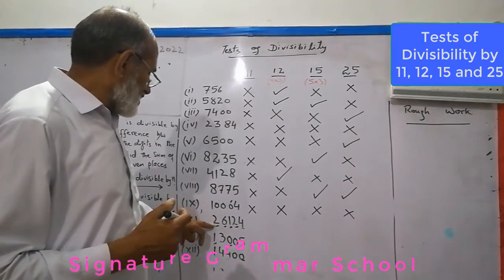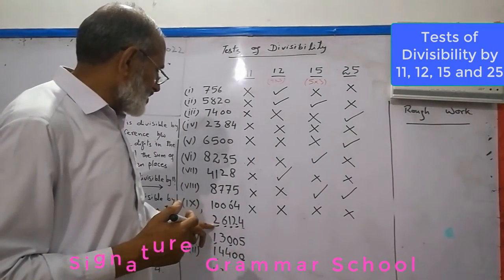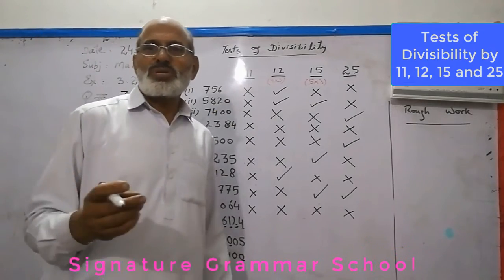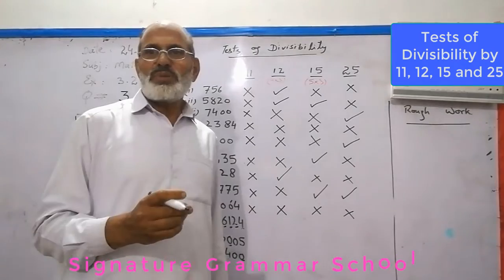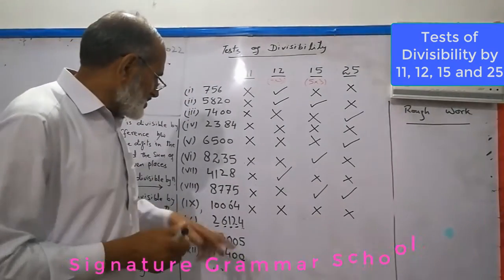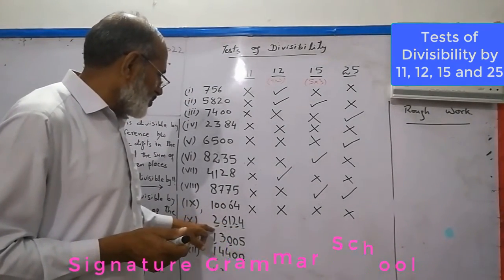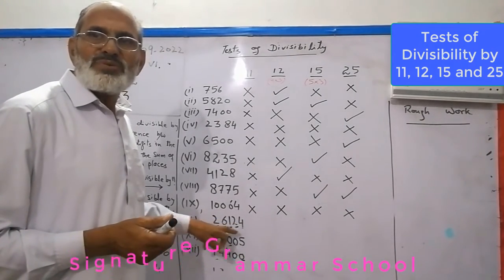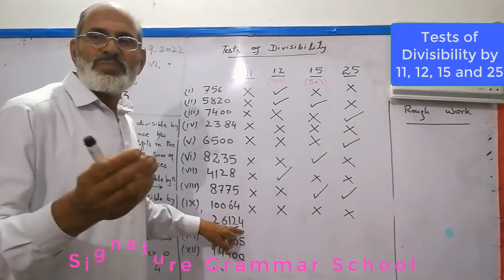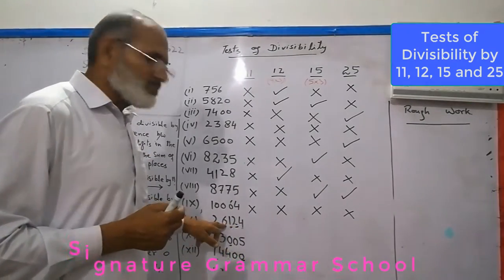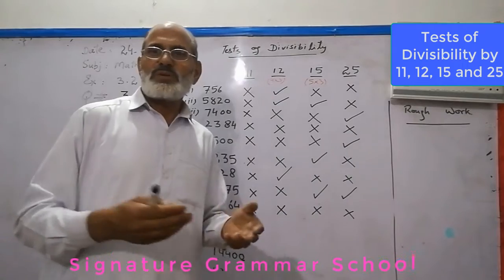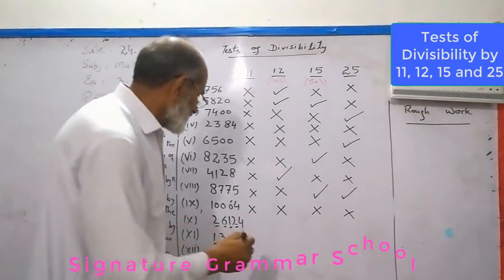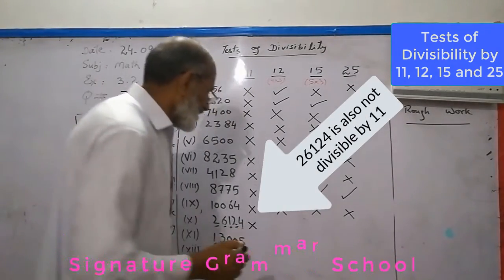Now coming to the 10th, there's 26,124. For 11, I am taking the sum total of the digits at even places and odd places. In odd places there is 4, there is 1, there is 2. If you take the sum total of these, it becomes 7. And if you take the sum total of the digits at even places, there is 2 and 6, becomes 8. If you subtract 7 from 8, the answer is 1. Again, both of the conditions are not met. I'll put here a cross.